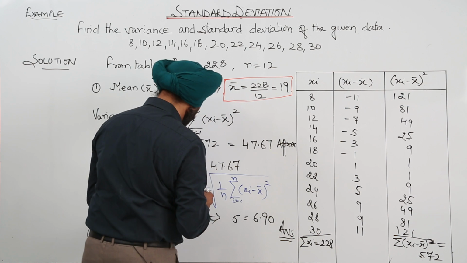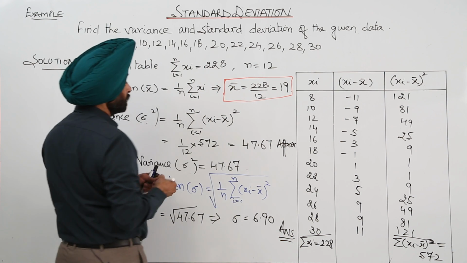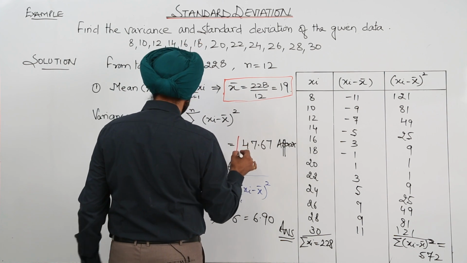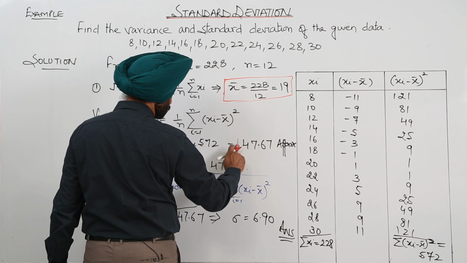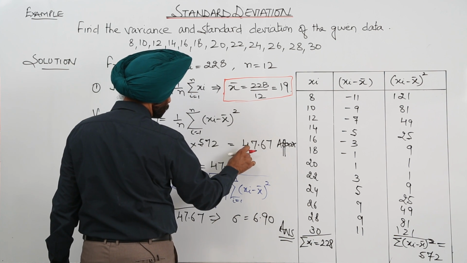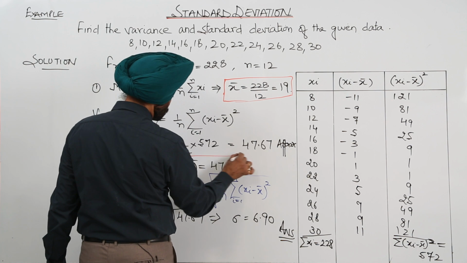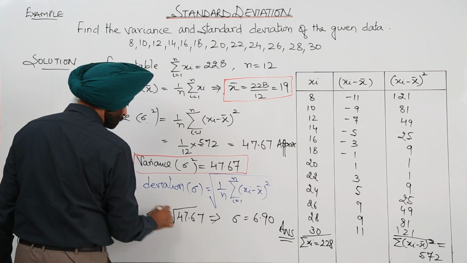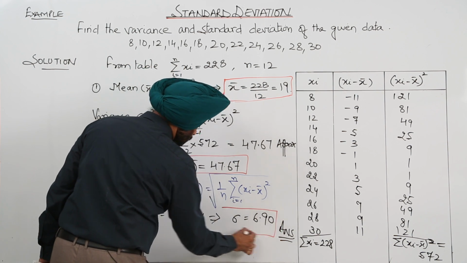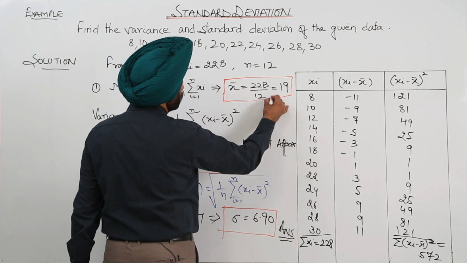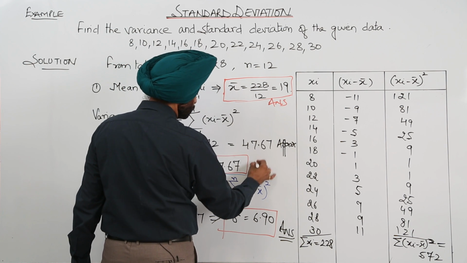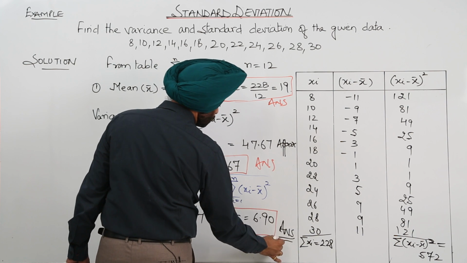Answer. Now we are having three different answers. Variance, standard deviation and mean. Answer, answer and answer.